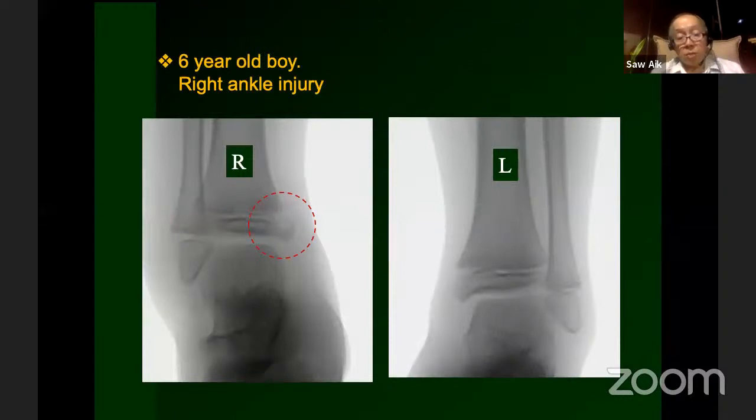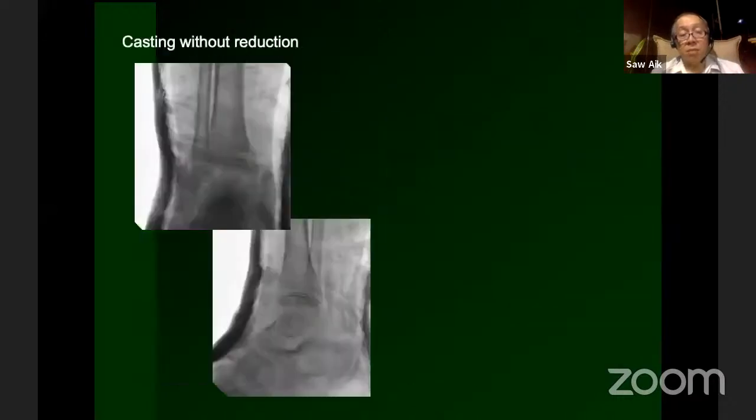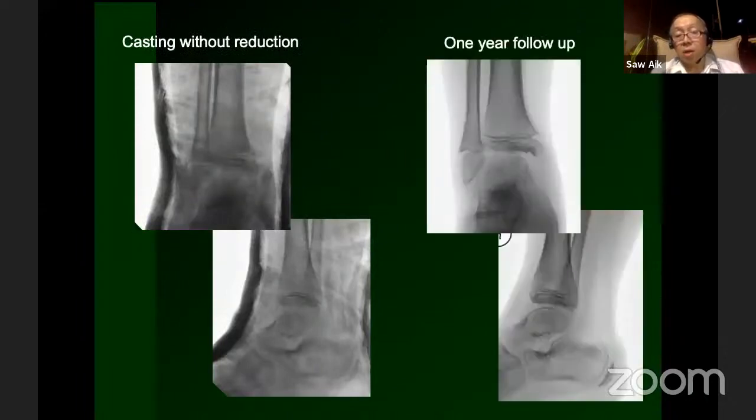Now, you compare to the opposite side, obviously, the medial malleolus is injured here, but before you do anything, are you able to reduce it better? Is fixation really necessary? Now, the 6-year-old age comes in because remodeling is good. We decided on non-operative treatment, just put in a cast. It healed up quite well.